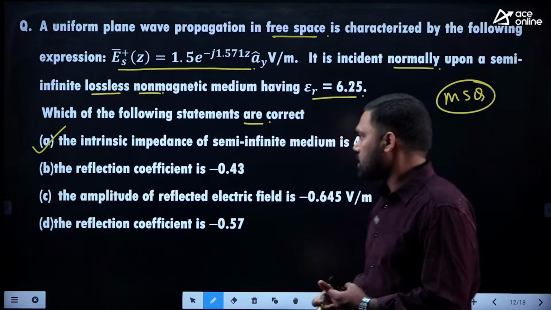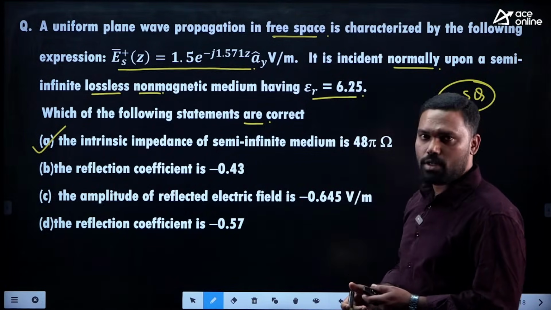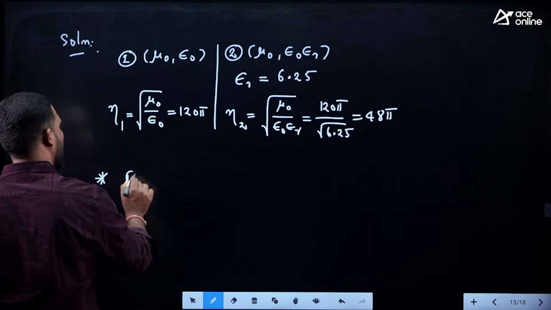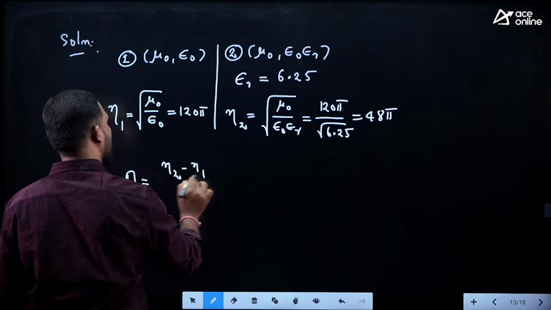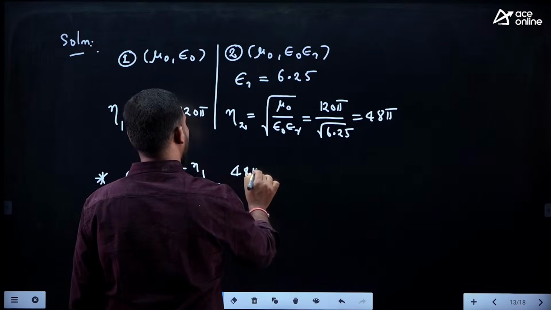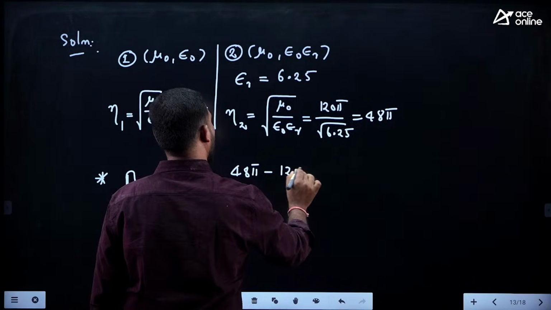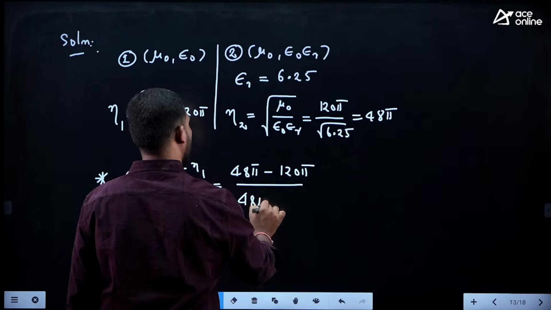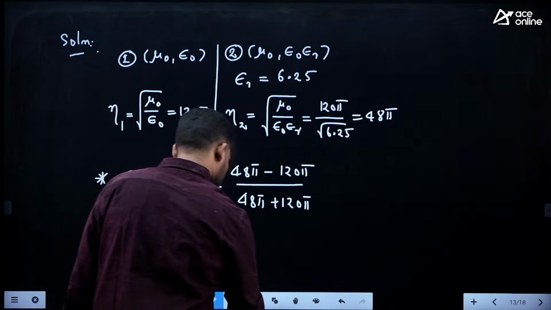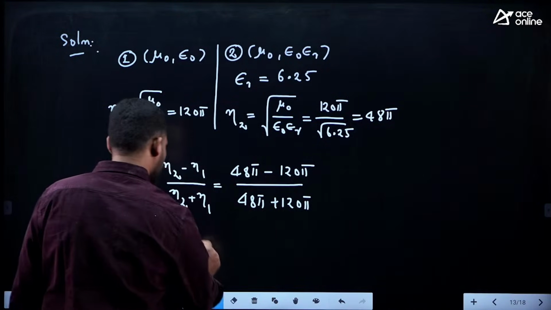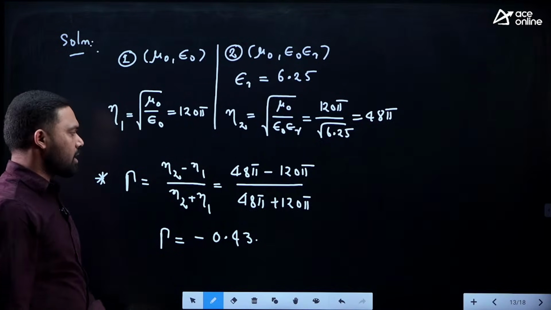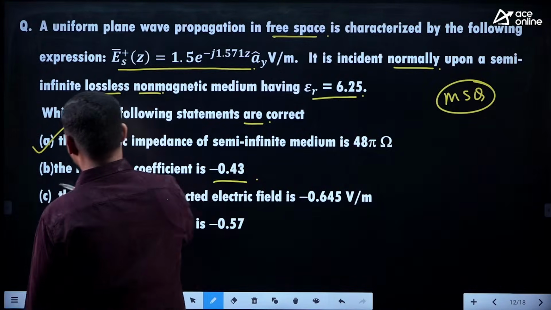Next, the reflection coefficient is minus 0.43. Check what the reflection coefficient is for normal incidence. Gamma is equal to eta 2 minus eta 1 divided by eta 2 plus eta 1, which is 48 pi minus 120 pi divided by 48 pi plus 120 pi. So check this one. My calculator shows gamma is minus 0.43. Go back, minus 0.43. Yes, this is also correct.